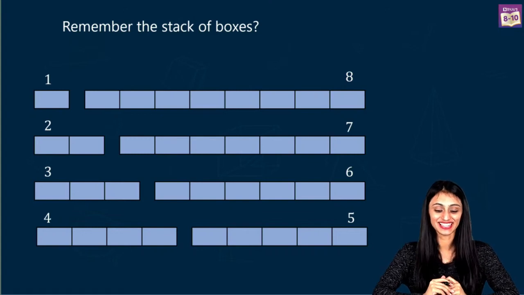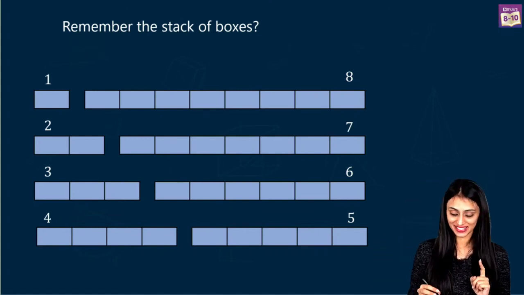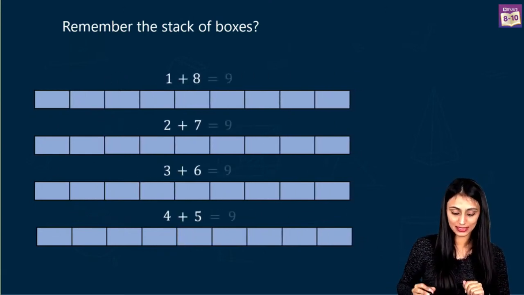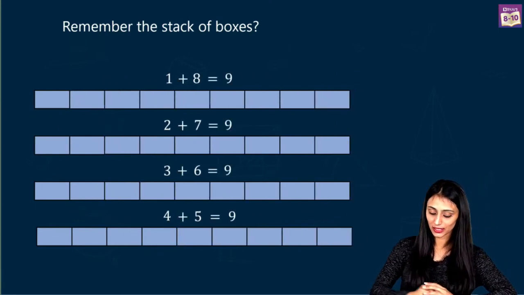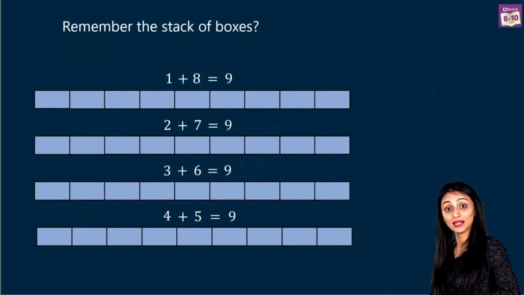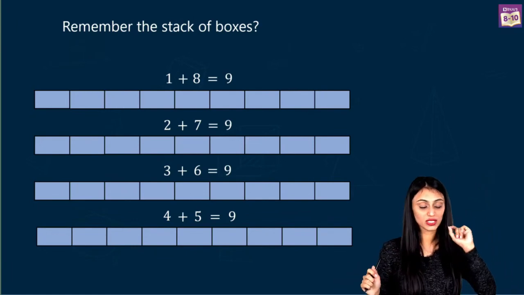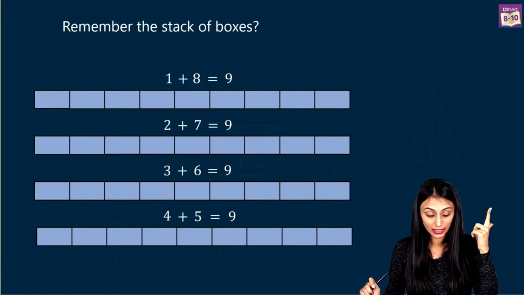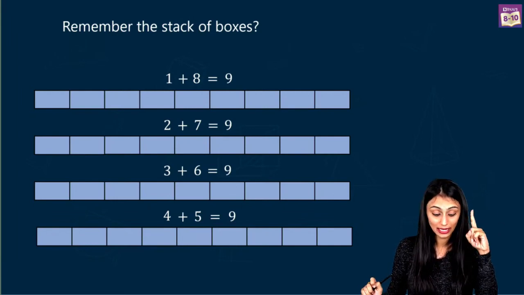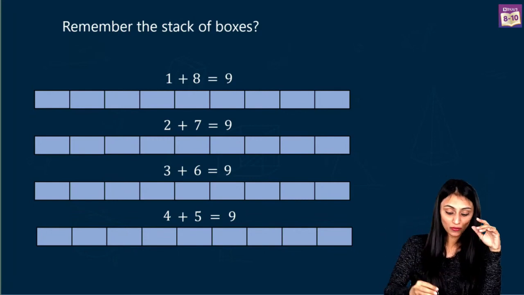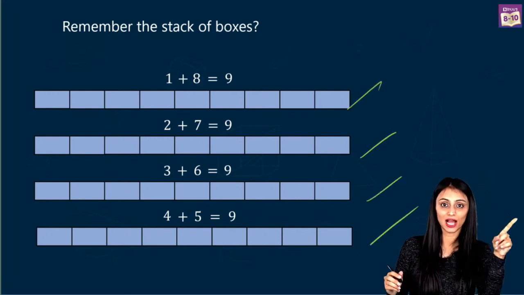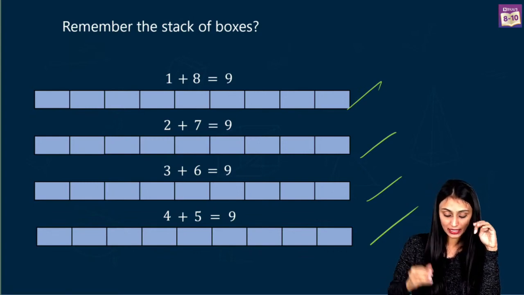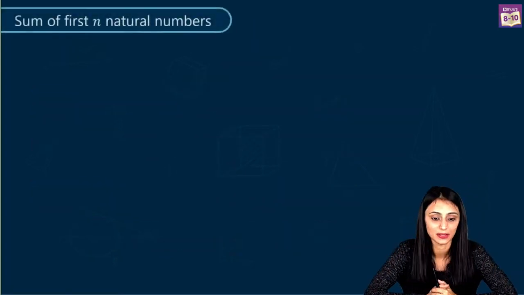What we see here is that in each row, if you add up the number of bricks, it comes out to be 9. You can see that each one of them has got 9 bricks. And the number of rows here is 4, which is exactly half of the number of layers that we had earlier. Remember, we had 8 layers. So now the number of rows is 4, exactly half of it. This is a trick which will help us in finding the sum of the first n natural numbers.